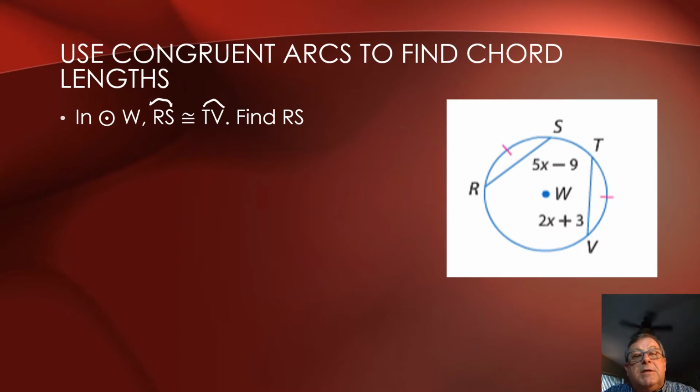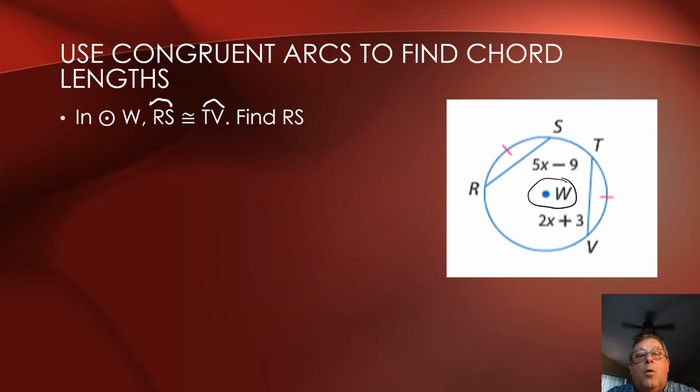So looking at this diagram and this explanation, it says in circle W, and we see circle W right here, the midpoint of the circle is defined as W, that arc RS is congruent to arc TV. And then we're asked to find the length of the chord RS. Well, if arc RS and arc TV are congruent, then their chords are also congruent.